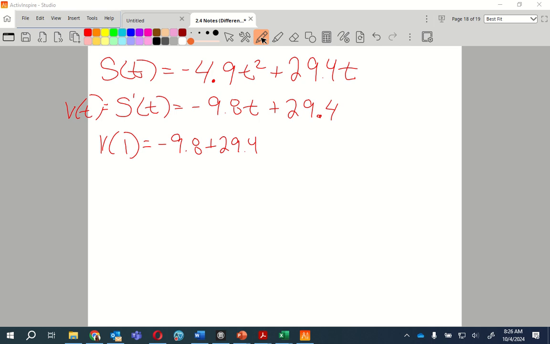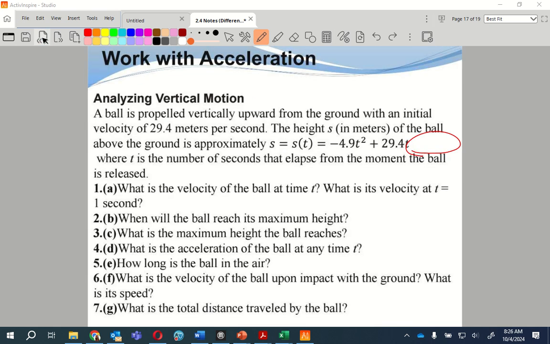All right, so is it 19.6? Thank you. B, when the ball reaches a maximum height. Ooh, maximum height. So think about that. As it's going up, the maximum height is going to be, what's that called in a parabola? Okay, it's an extreme. Not inflection. Maximum, minimum, or maximum, right?